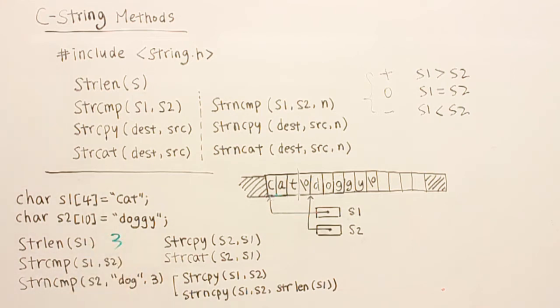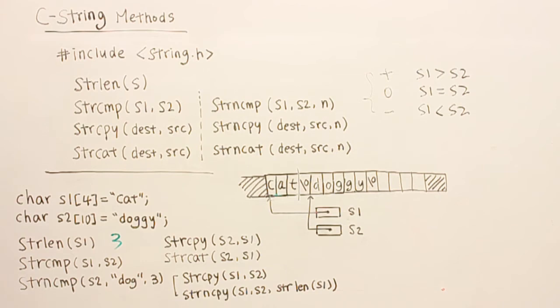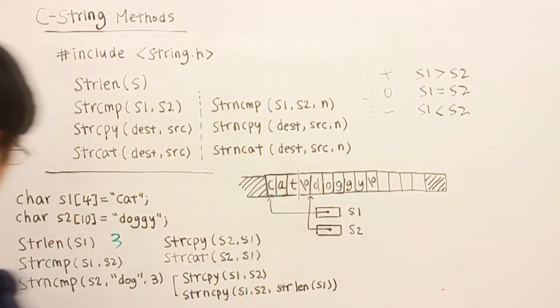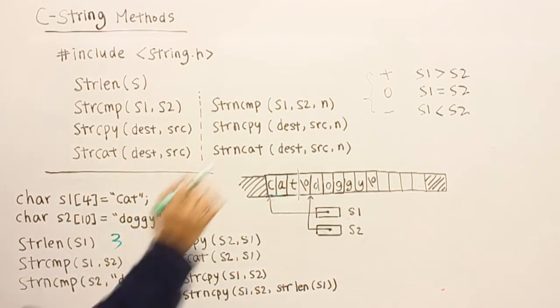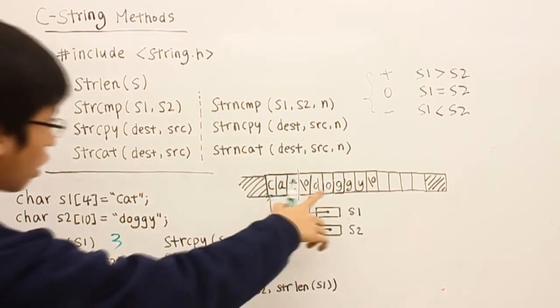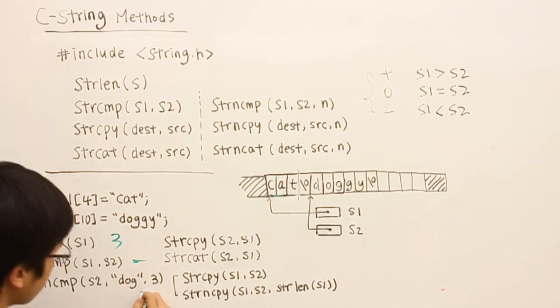And strcmp S1, S2, that's comparing cat and doggy. So we look at the first character first. There's C and D. And since C comes before D, this is going to return a negative number. Now we have strncmp S2, dog, and 3. So we're just looking at the first 3 characters. Since the first 3 characters of S2 is dog, which is the same as dog here, it's going to return a 0.